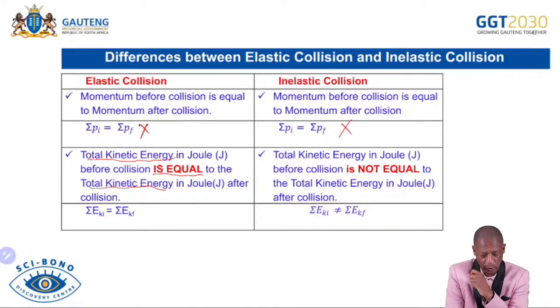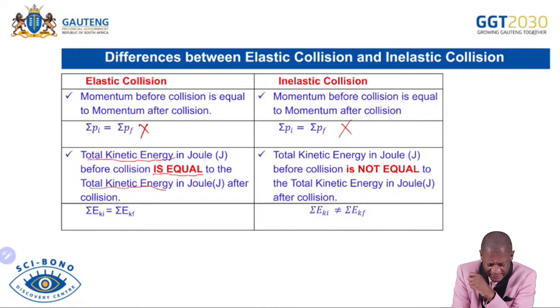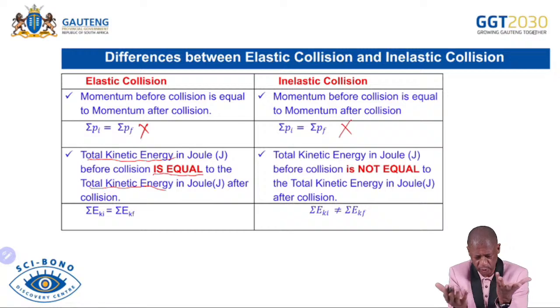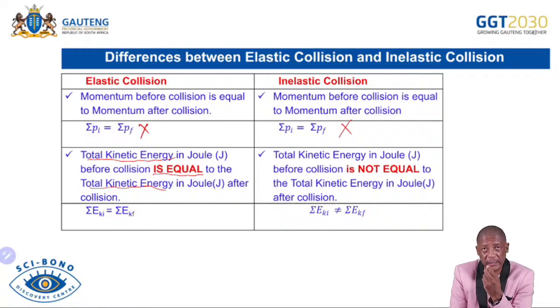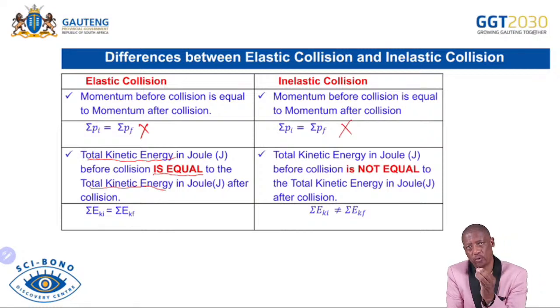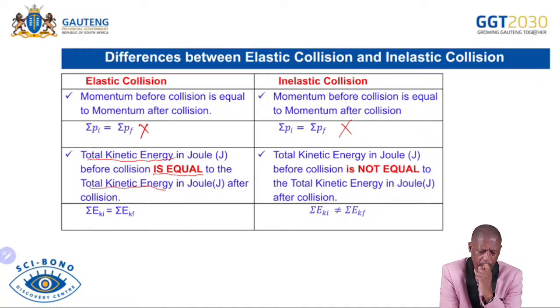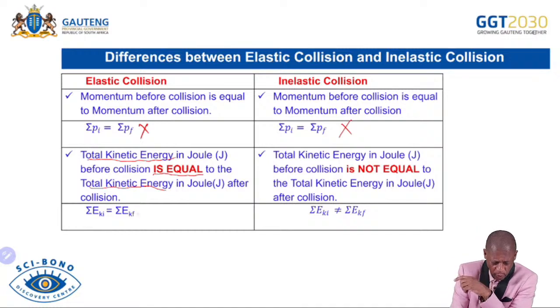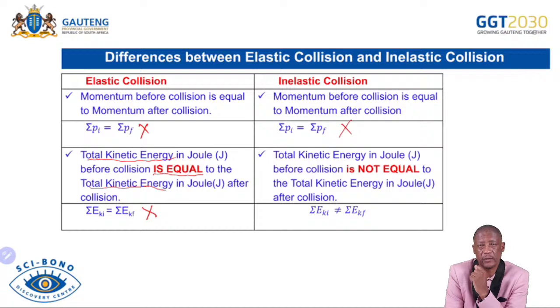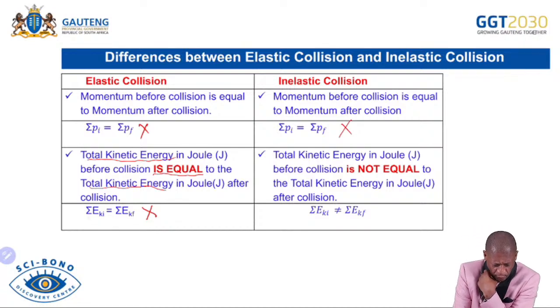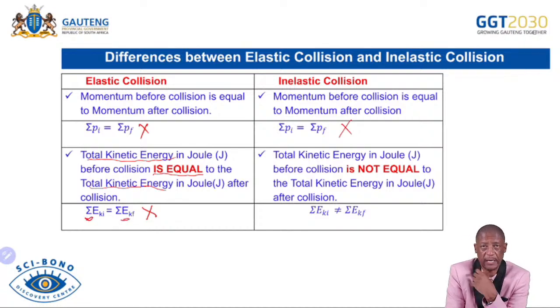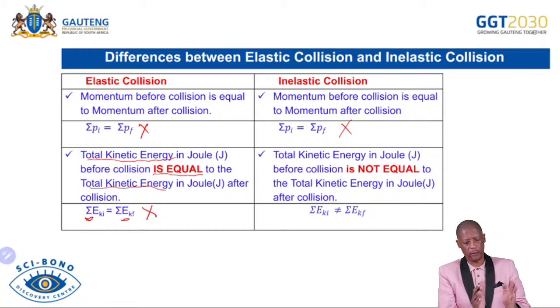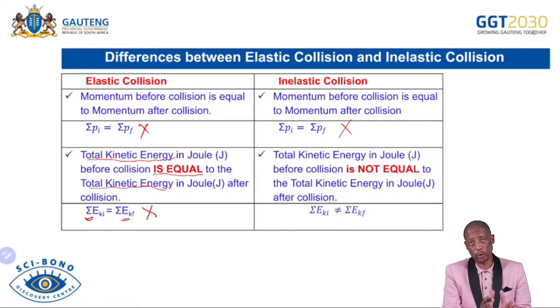The total kinetic energy in joules, because energy is in joules, before collision is equal to the total kinetic energy after the collision. And you'll be required to calculate that. So this is what it says: this is before, this is after. They are equal when we are dealing with elastic collision.